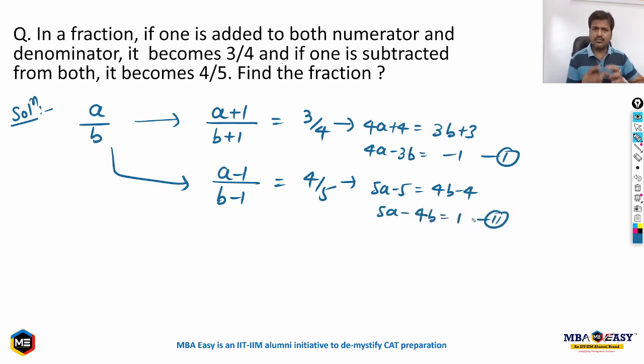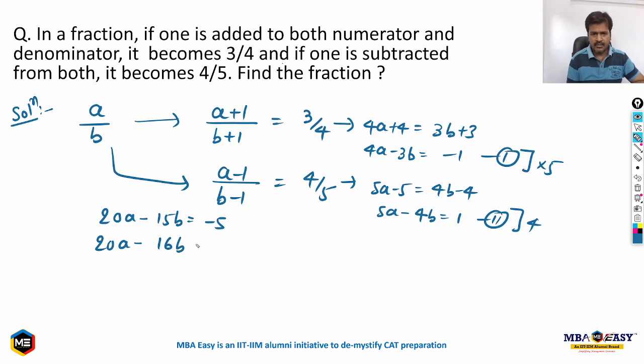So you've got two equations, 1 and 2. Solve that, get the values of a and b, and then you have got your answer also. So let us solve it. Multiply this by 5 and this by 4. So the first equation will give you 20a minus 15b is equal to minus 5. And the second one will give you 20a minus 16b is equal to 4. Solve it out. So you're getting b as minus 9. The value of b is minus 9.